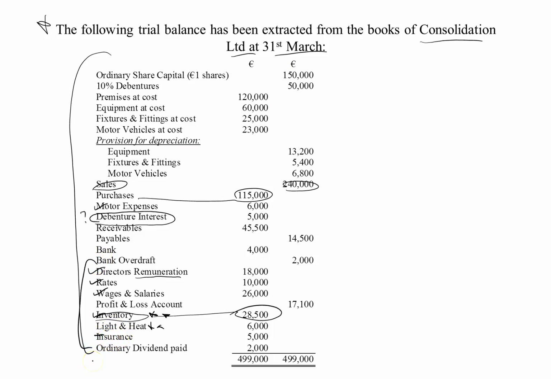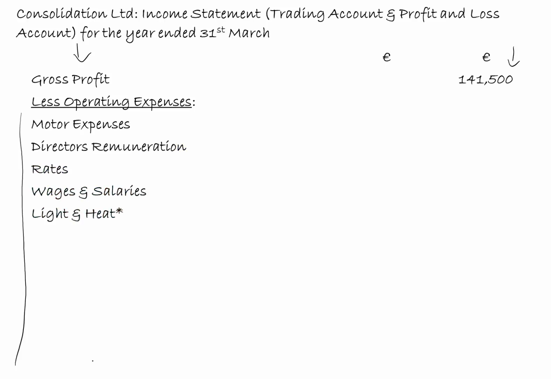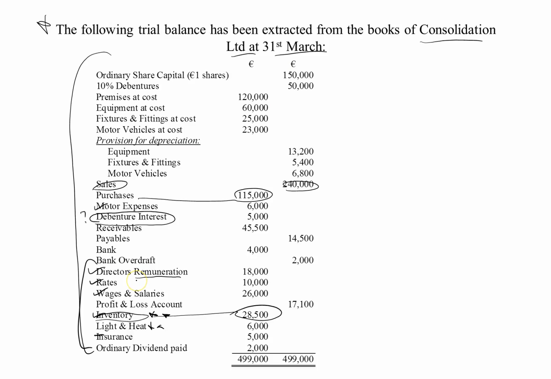So I'm going to take those and pop them into my expenses here. So motor expenses, director's remuneration, the rates, wages and salaries, the light and heat, and I just put a little asterisk there to remind me to adjust it, and we have the insurance. Now, they're the expenses from the trial balance. So if I just go back here, I have all the expenses there from the trial balance.